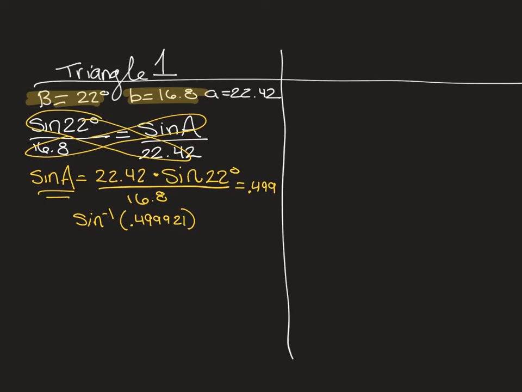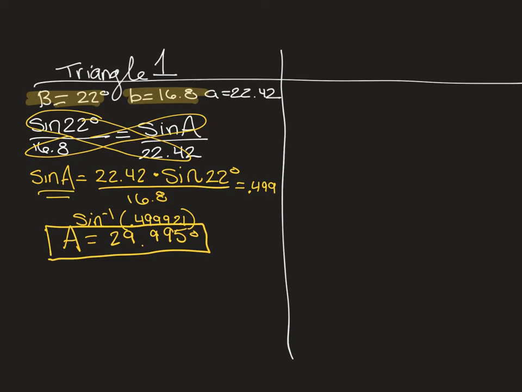And so when you type the arc sine in the calculator of the 0.499921, you're going to get big angle A. And big angle A is going to be 29.995 degrees. We always go to 3 decimals. I'm going to box that answer. And then I'm going to grab a different color so we can color code all this.